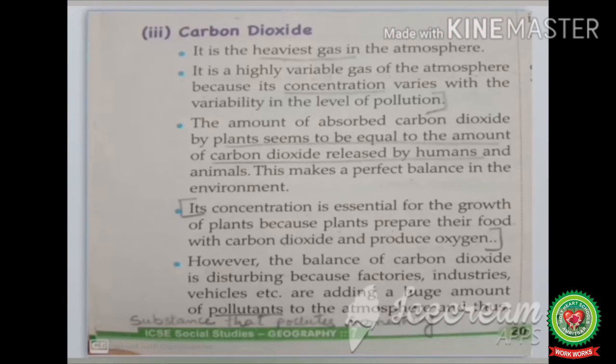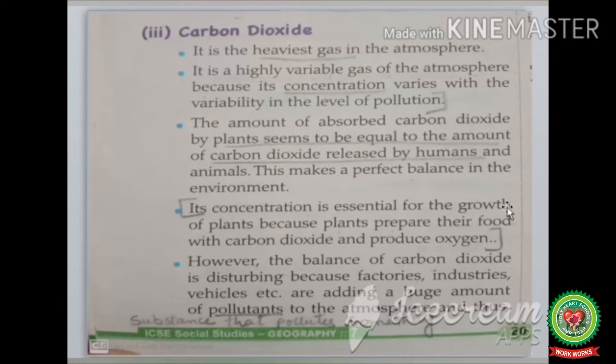Carbon dioxide. It is the heaviest gas in the atmosphere. It is a highly variable gas of the atmosphere because its concentration varies with the variability in the level of pollution. The amount of carbon dioxide absorbed by the plants seems to be equal to the amount of carbon dioxide released by the humans and animals. This makes a perfect balance in the environment. Like in the cities, more level of pollution is there, so more level of carbon dioxide is there. Whereas in the gardens and villages, less level of pollution is there, so less level of carbon dioxide is also there.